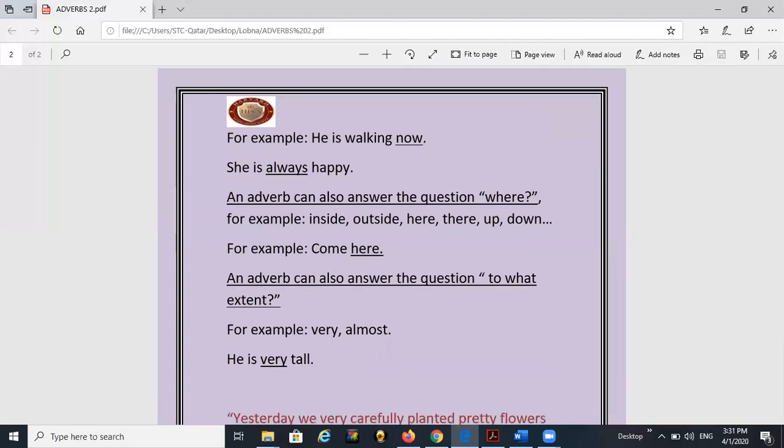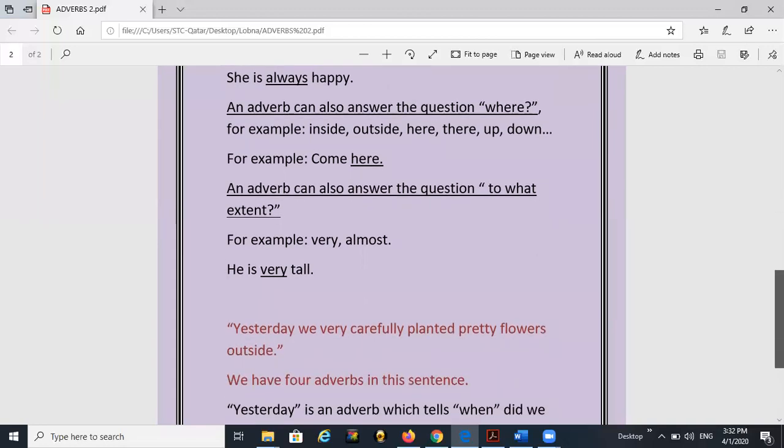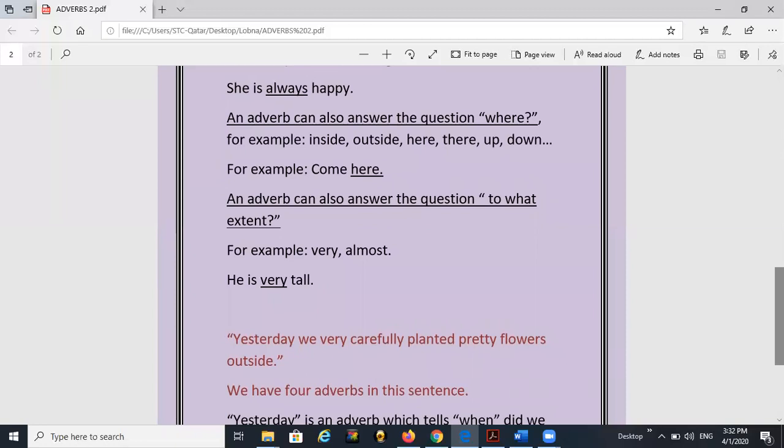Another thing, an adverb can also answer the question to what extent. For example, very, almost. He is very tall. So to what extent is he tall? He's very tall. So the word very here is an adverb. Come on, we have another example here.